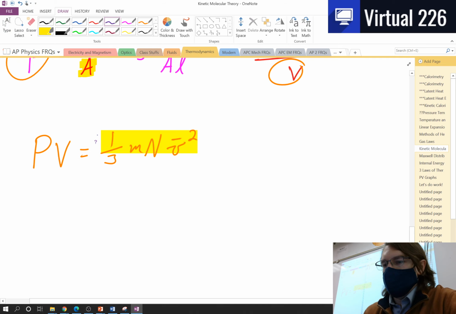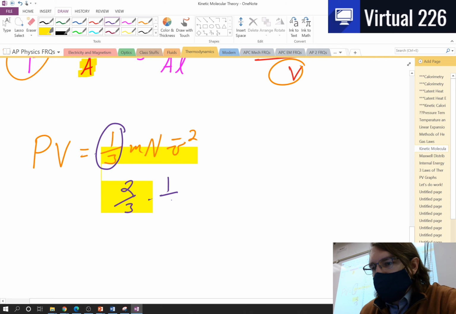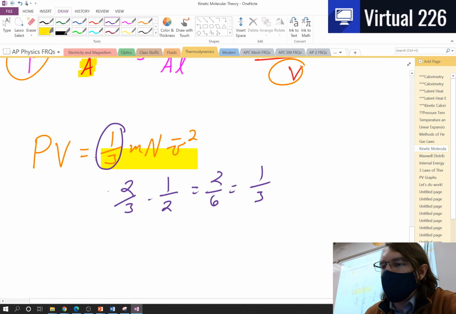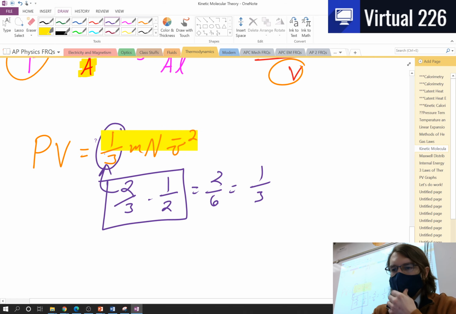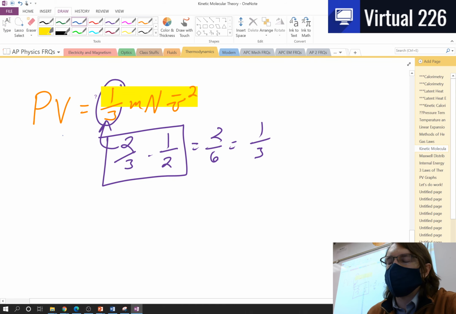What we're going to do here is take this 1/3 and do something kind of weird to it. 1/3 is equivalent to 2/3 times 1/2, because if you do that, you're going to get 2/6, which is 1/3. So I'm going to replace this 1/3 here with 2/3 times 1/2. Seems really weird and strange, but in doing so, something pretty awesome is going to occur here.